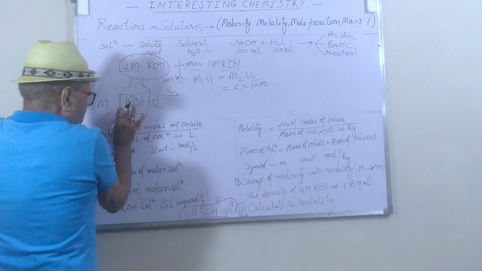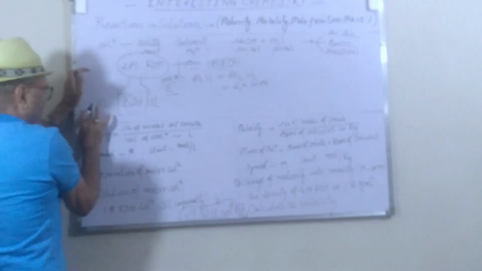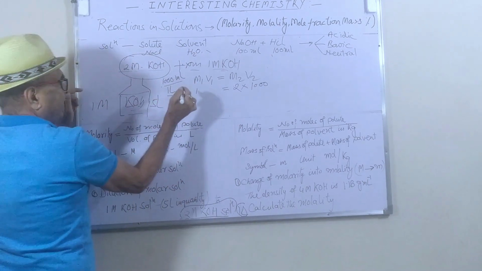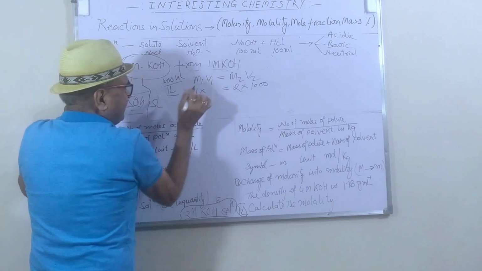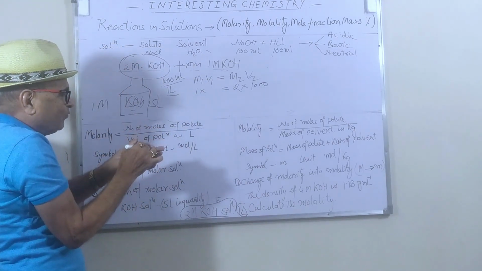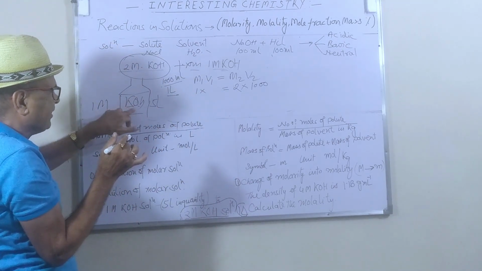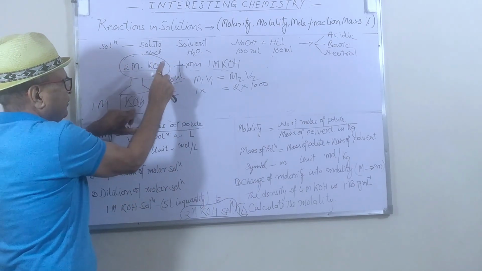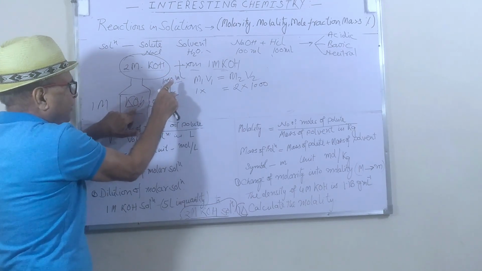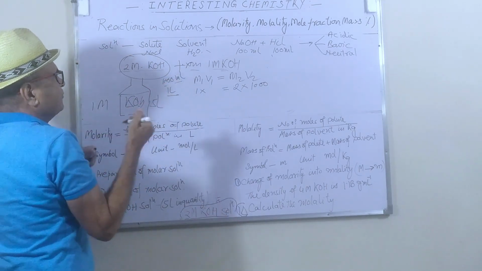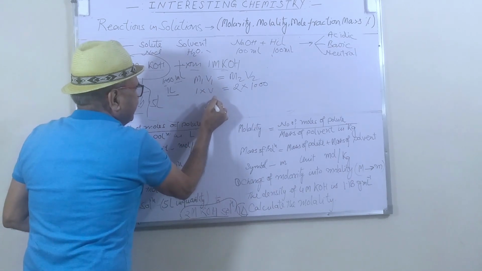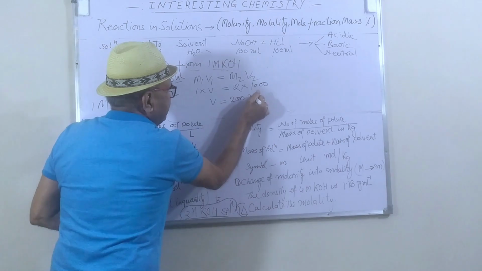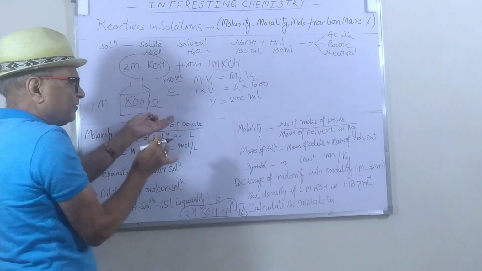M1 for this stock solution is 1, the molarity of this solution is 1. And this V1 is the required volume of this KOH to make the 0.2 M KOH, 1 liter, 1000 milliliter. So V is equal to 0.2 into 1000, which is 200 milliliter. The same answer again.